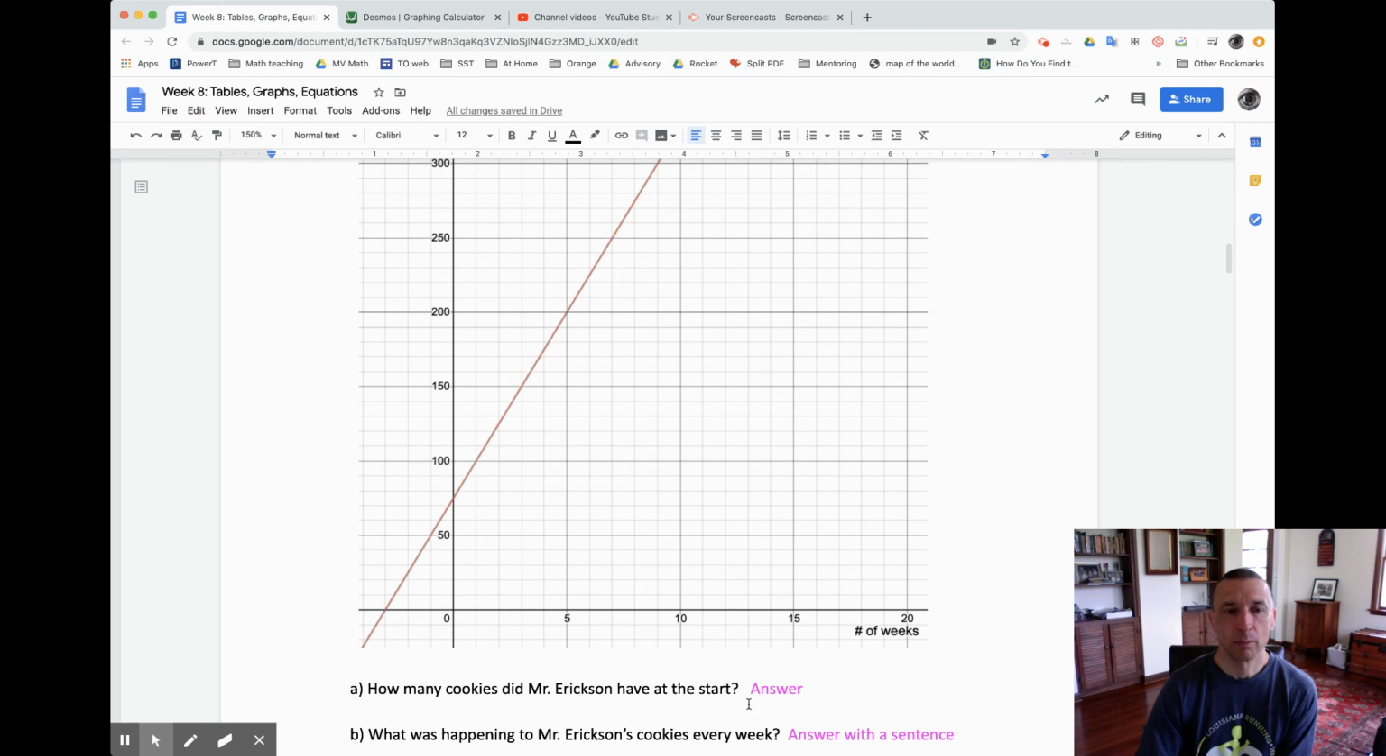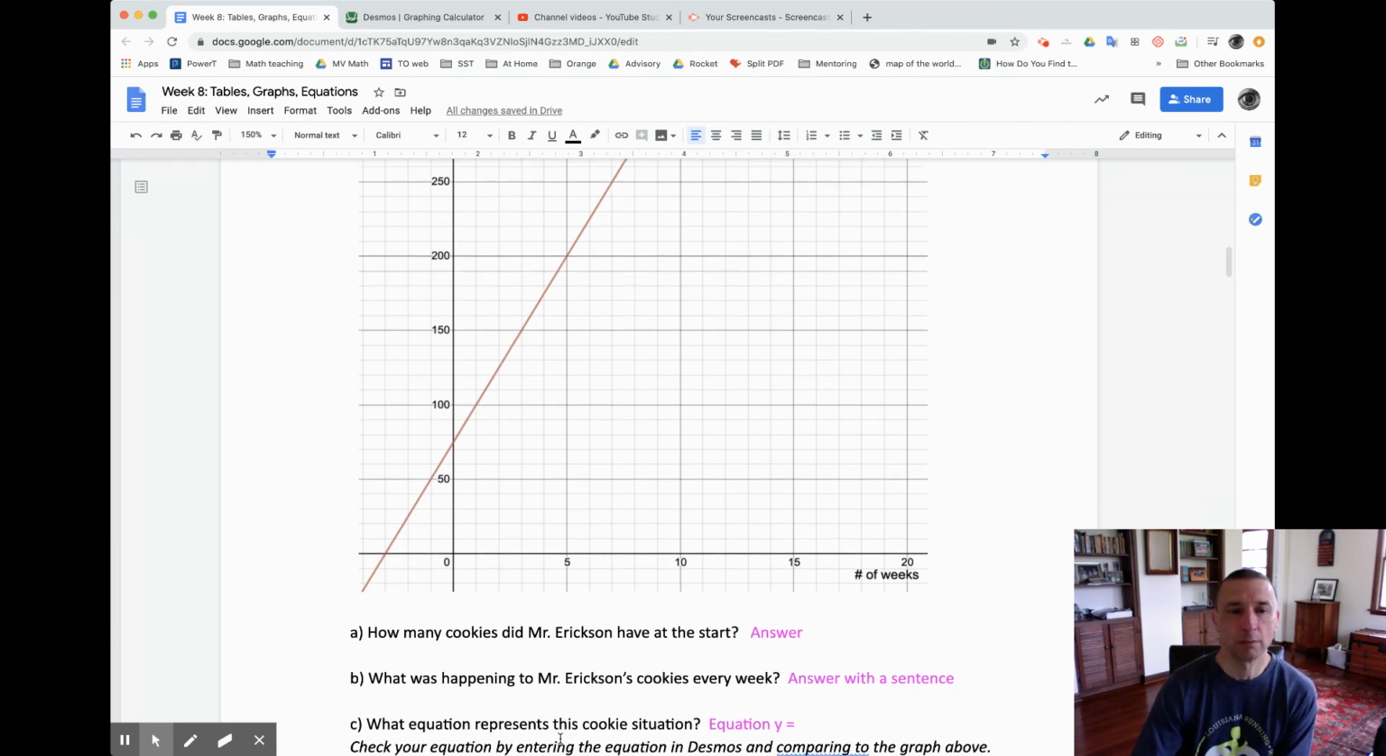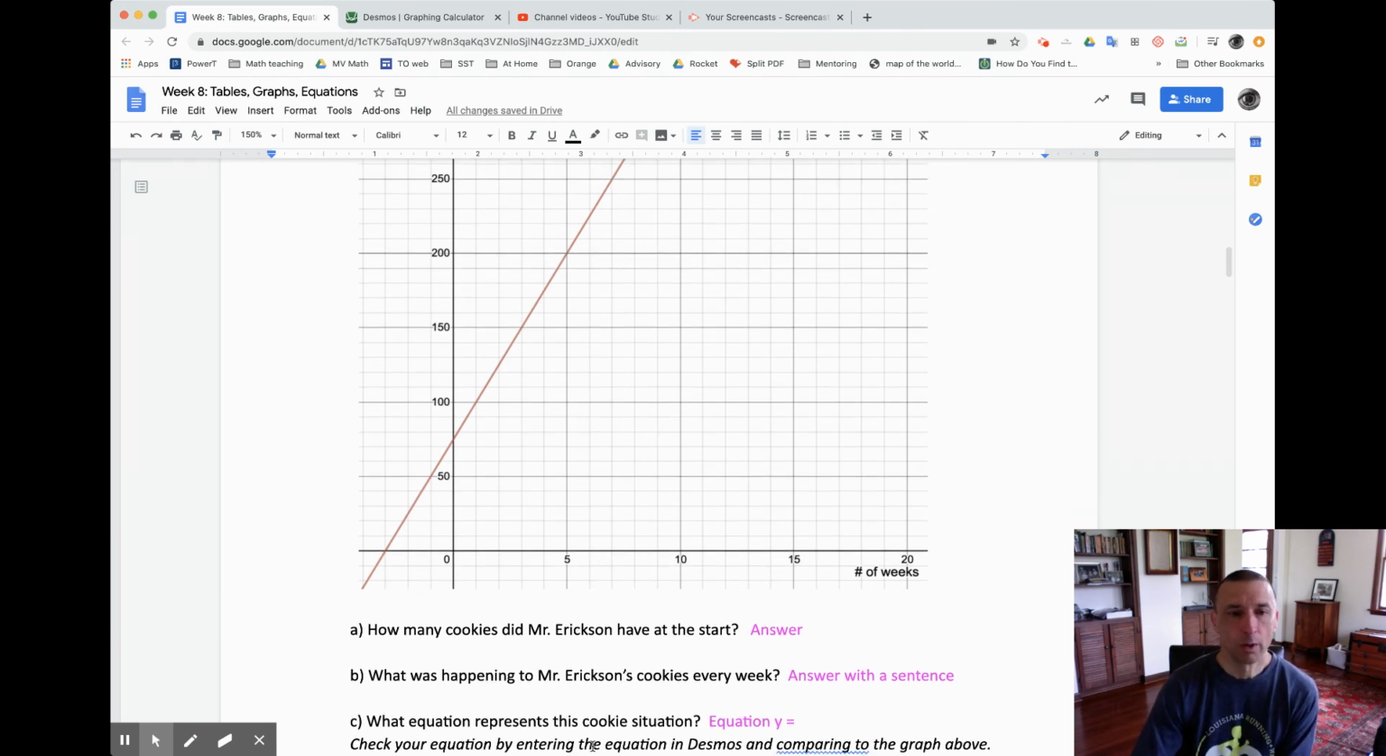What's happening to my cookies every week? Well, here's the first week. I have 100 cookies. Here's the second week. I have 125 cookies. Here's the third week. I have 150 cookies. Can you figure out what's happening every week? What equation represents the cookie situation? You could again use Desmos until your graph looks a lot like this graph in front of you on this screen.